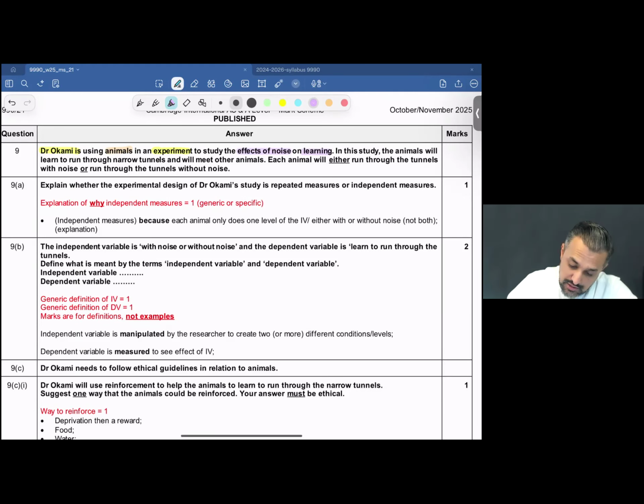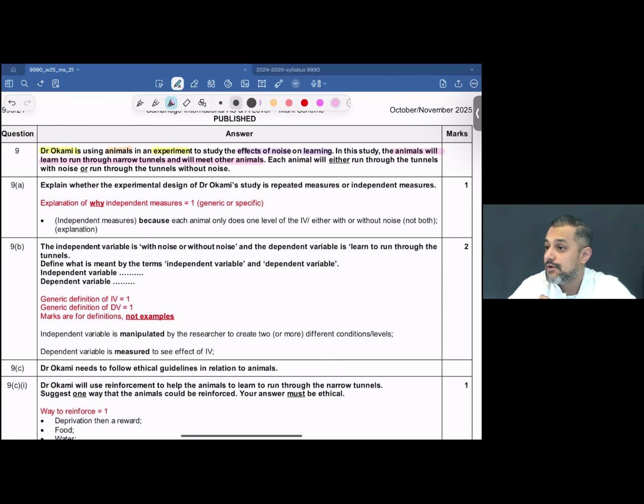So the animals would run through a narrow tunnel and will meet each other. Each animal will either run through the tunnels with noise or run through the tunnels without noise. So what is the task? The animals would be made to run through narrow tunnels, and they would meet other animals. Each animal will either run through the tunnels with noise or without noise. So we're talking about 2 conditions over here, 2 IVs over here.